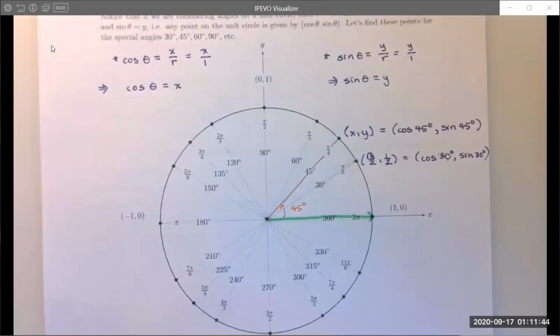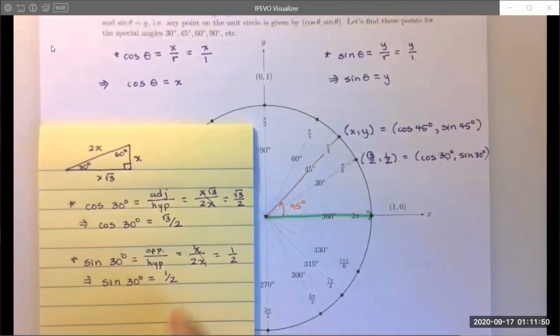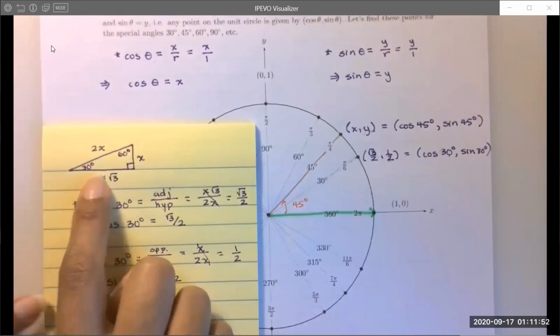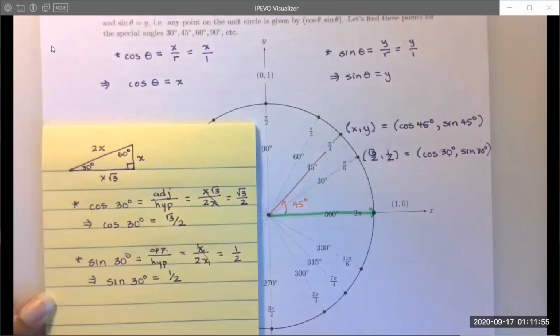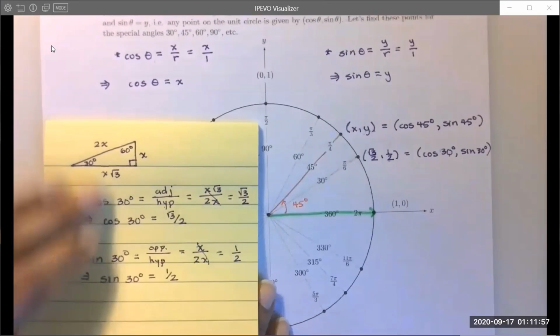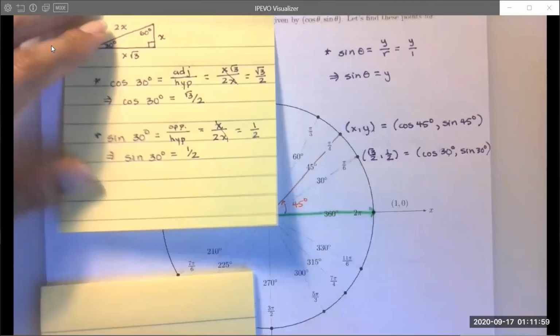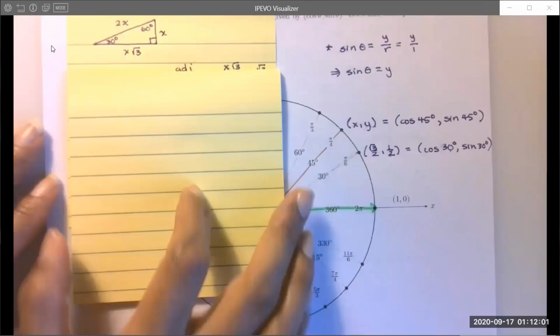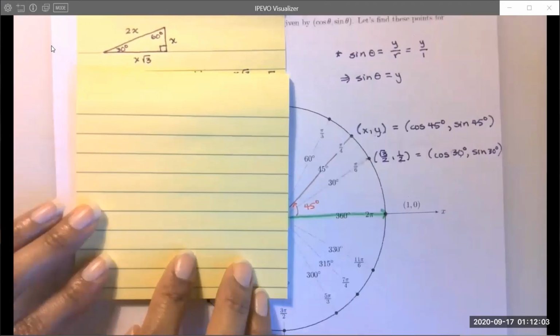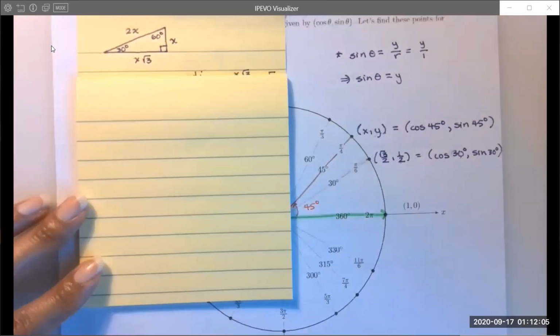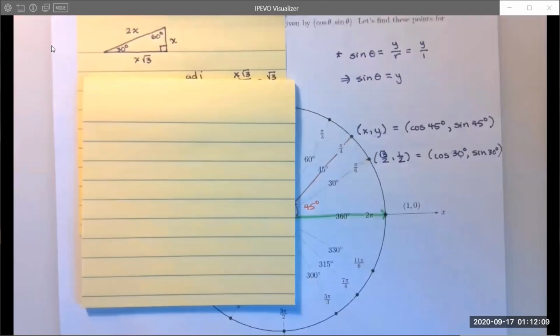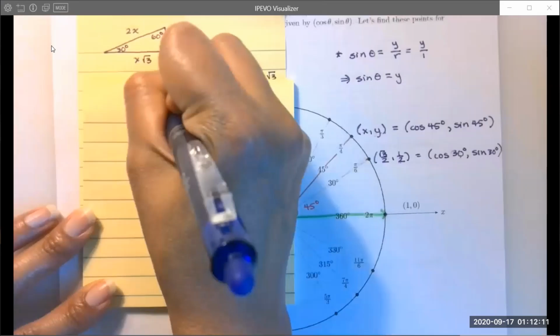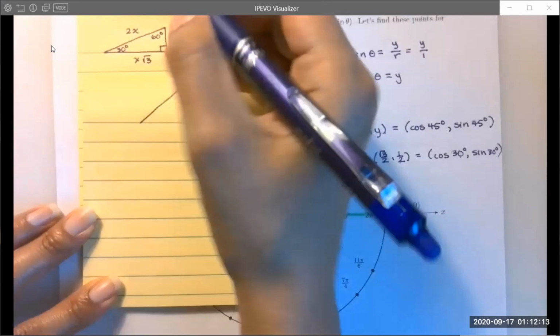Okay. So for 45 degrees, this diagram that we have here doesn't help us too much, or doesn't help us at all, because we have 30, 60, and 90. I'm going to go ahead and draw a diagram that has a 45, 45, 90 instead, so that we can calculate what are sine and cosine. So let's just draw a 45, 45, 90 triangle.